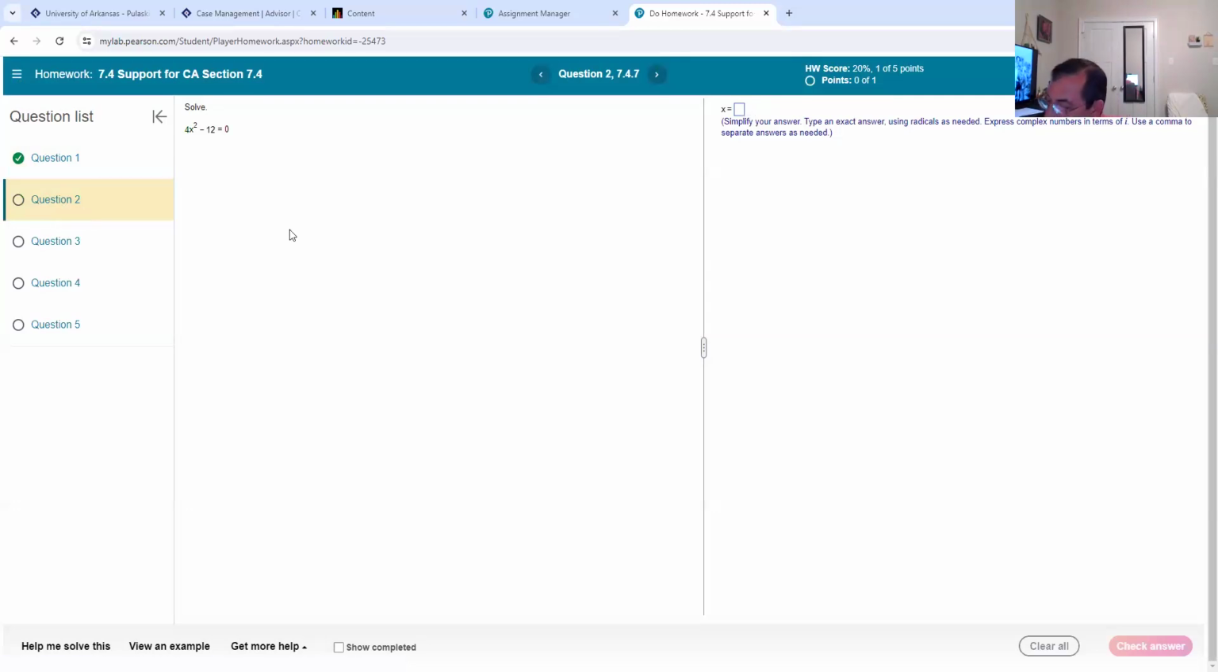All right, y'all, so let me write this one down. This one I sort of solve a different way. So I got 4x squared minus 12 equals 0. So y'all, I'm just going to write a few of these down and then show you how I would solve them.